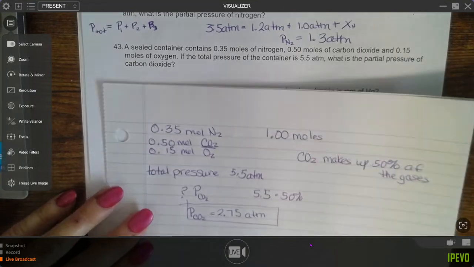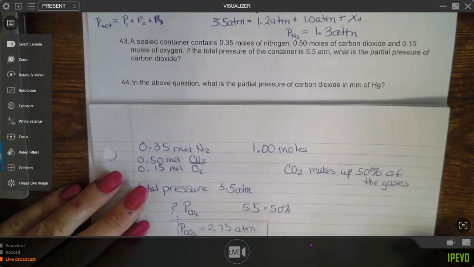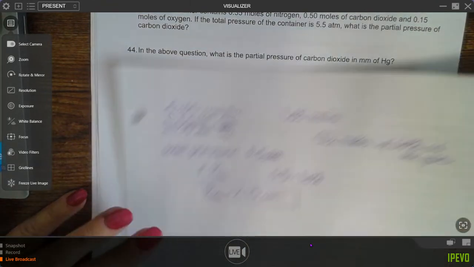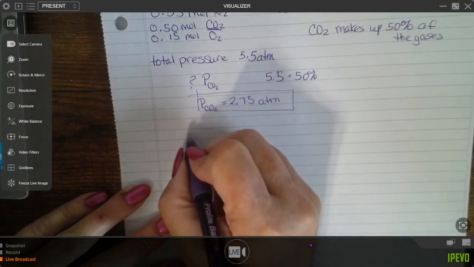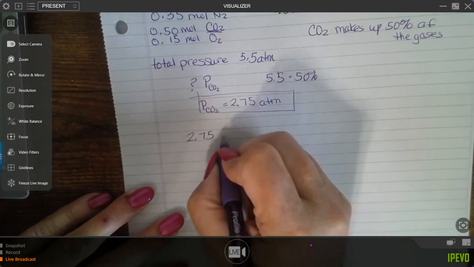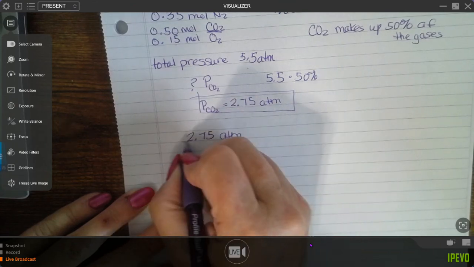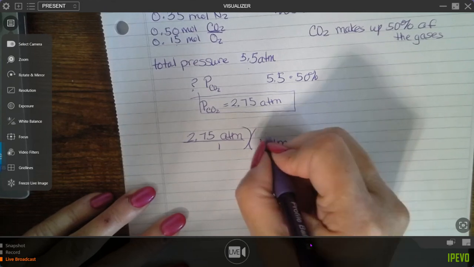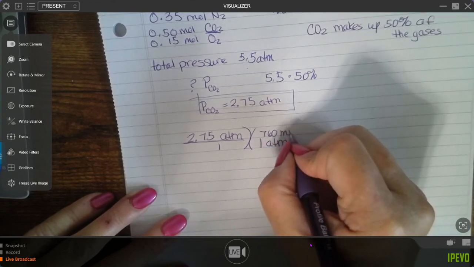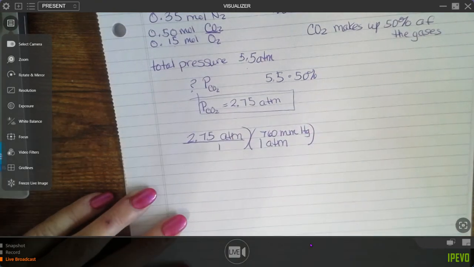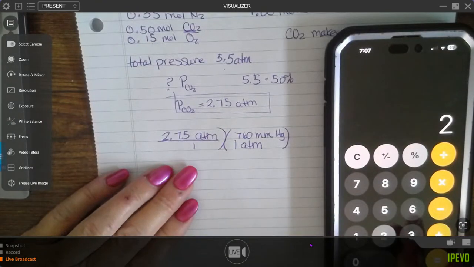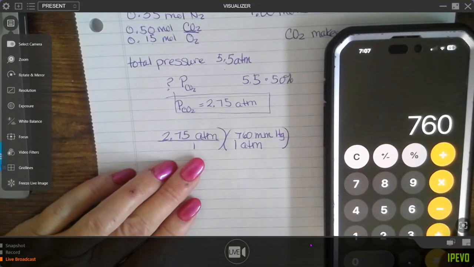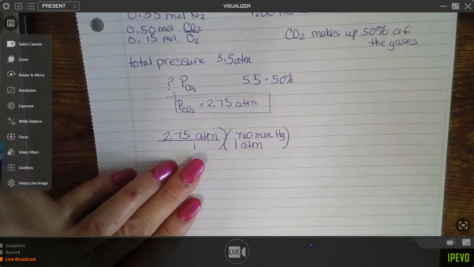All right, let's see. In the above question, what is the partial pressure of carbon dioxide in millimeters of mercury? So this is just a conversion. So 2.75 atmospheres. Do you remember the conversion factor? 1 atmosphere is equal to 760 millimeters of mercury. Okay, so 2.75 times 760 is 2090.